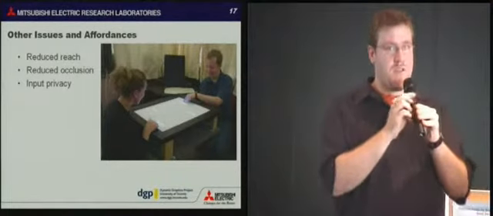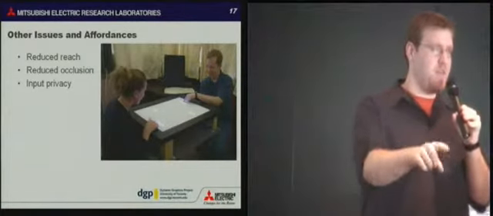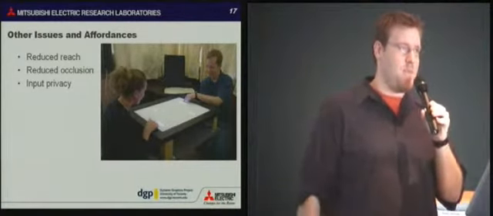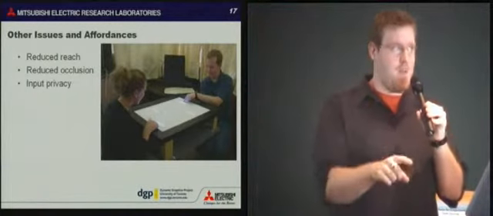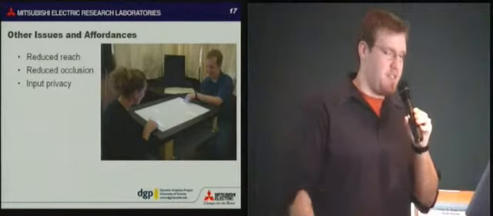We also have reduced occlusion. So I mentioned the problem with making accurate selections is that you occlude the target. Another problem with direct touch input is that even in addition to the target, when you're making a selection, you occlude the rest of the display as well, and that won't happen if you're making touches underneath.